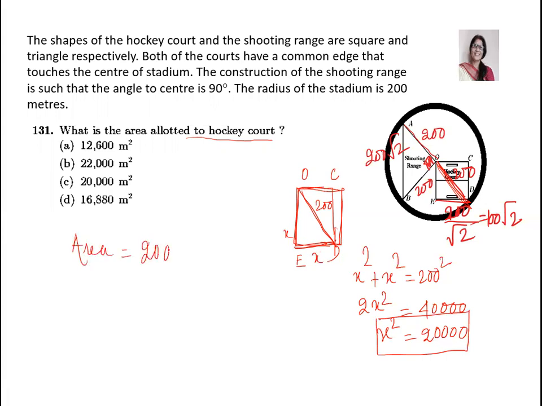20,000 meters square. So let us see. This is not the answer. This is not the answer. C is the answer.